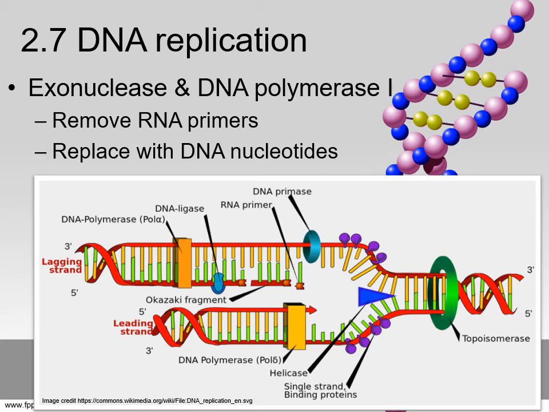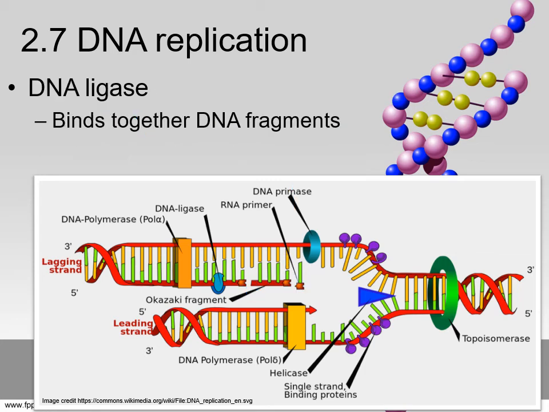So we've got this guy, exonuclease, and its job is to literally take out the RNA primers. So exonuclease is going to come in and remove those RNA primers. And then this other polymerase, polymerase 1, is going to come in and fill those gaps with DNA instead of RNA. So we're going to take out those RNA primers and then fill in that little gap right there with DNA.